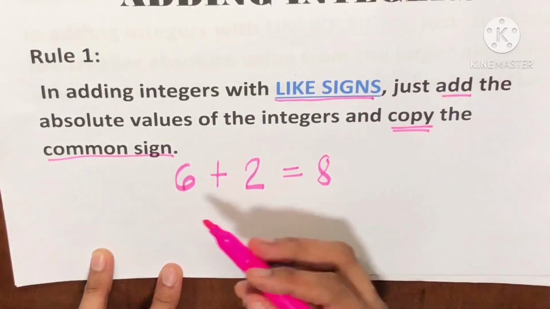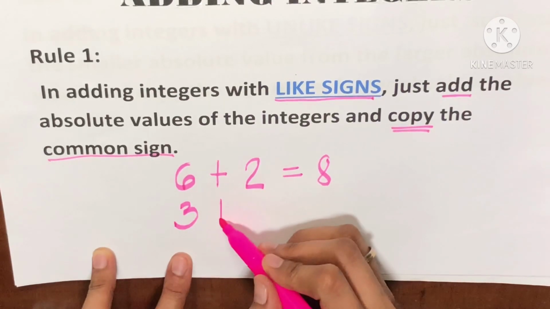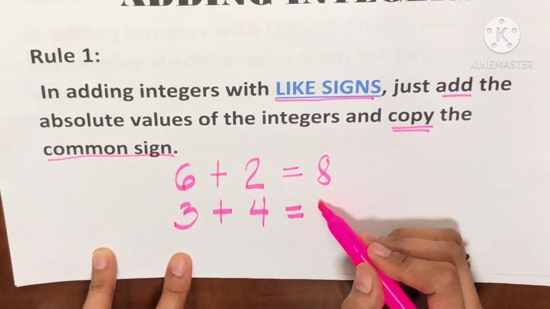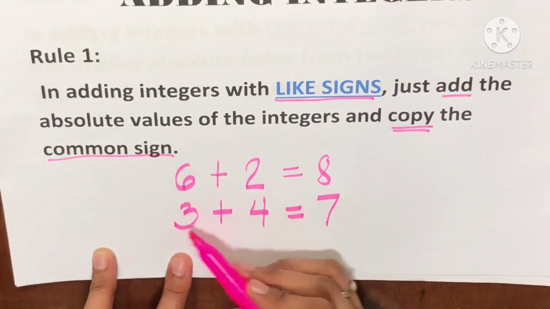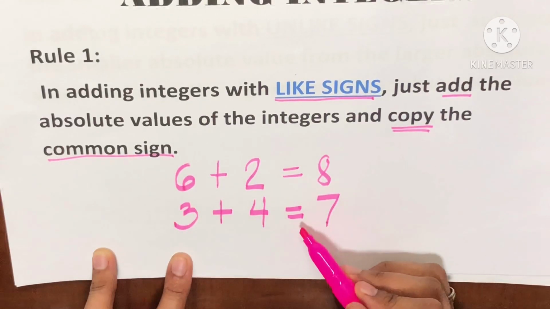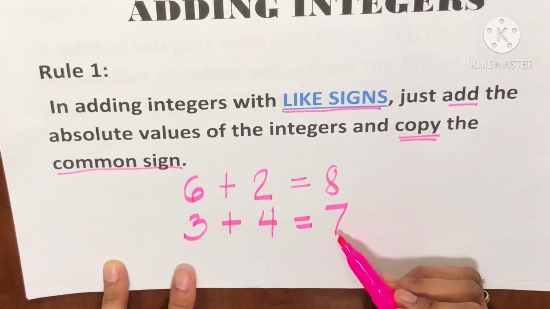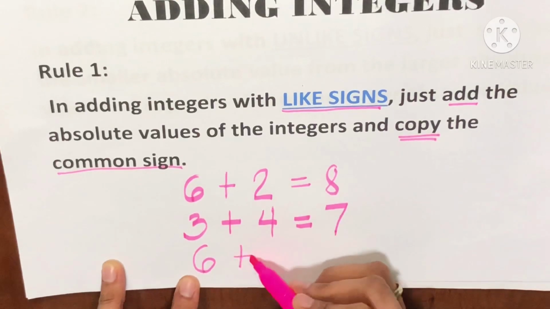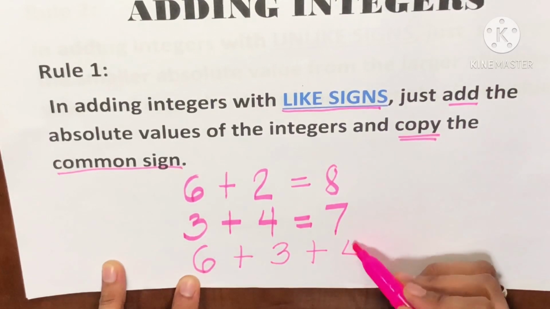Okay, another example. So we have here a positive 3 plus positive 4 equals positive 7. Because they have the same sign, positive and then positive, so we will just add 3 and 4 and it will give us 7.